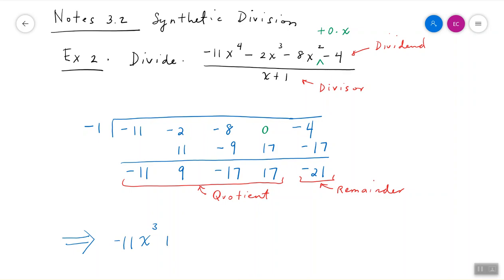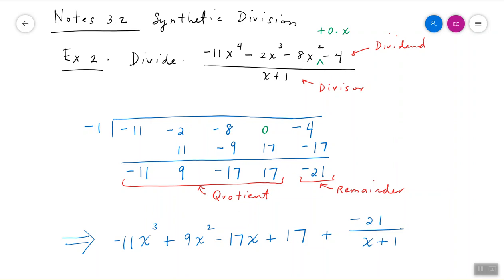And then we're just going to go down through the remaining powers of x. 9 times x squared minus 17 times x to the first plus the constant 17. And there's our quotient. And then at the end of that, we'll add on the remainder divided by the divisor.